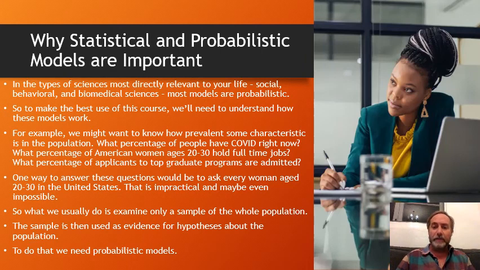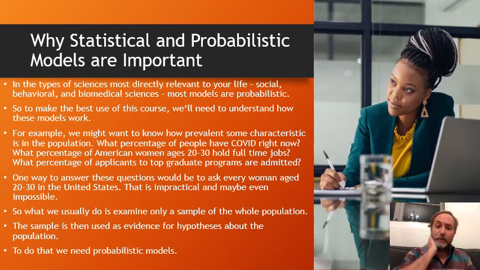What percentage of American women ages 20 to 30 hold full-time jobs? What percentage of applicants to whatever graduate program you're trying to get into are admitted? That gives you roughly a sense of the probability of your being admitted. So this kind of stuff is definitely useful in your life, and it's good to have a basic grounding in what it means. I think this text does a good job of doing that in a way that all of us can follow. So what would we do if we wanted to answer that question?